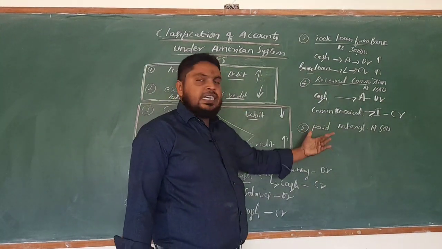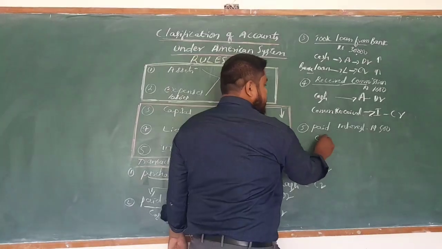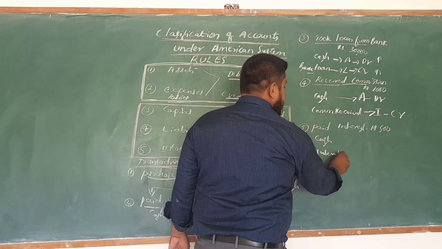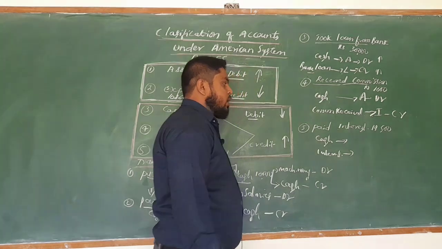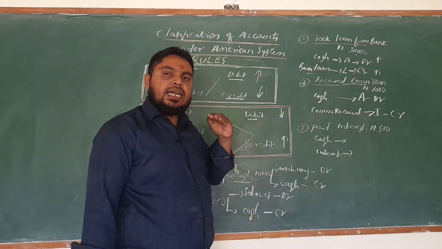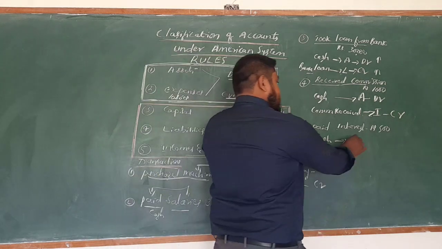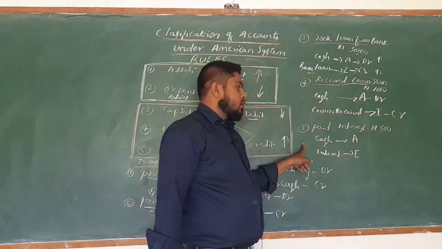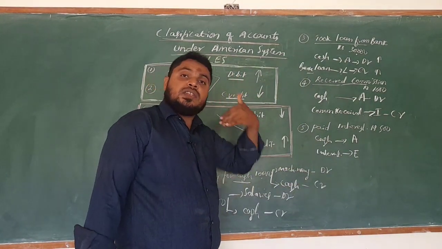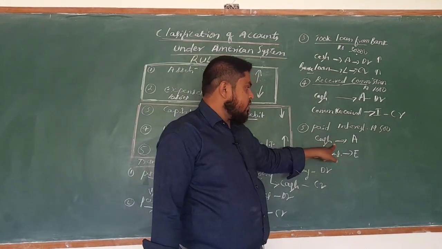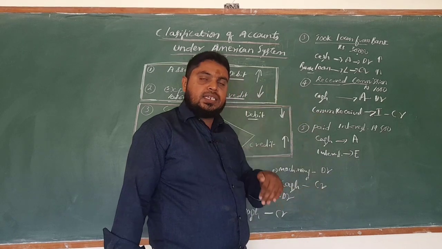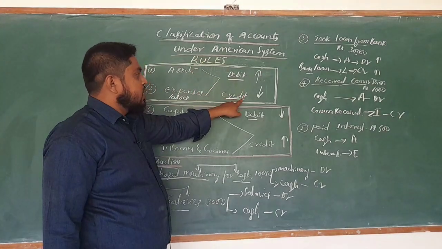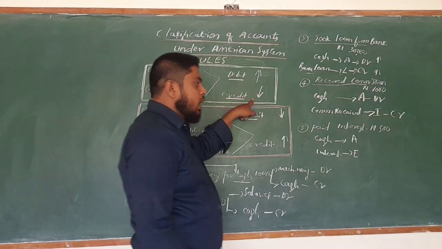Next, paid interest. Paid means you are paying cash here. In this transaction, two accounts are involved: cash and interest account. Cash is an asset. Interest comes under expenses. Paid interest, we are not receiving interest; paid interest is an expense. Cash is decreasing here. If assets decrease, if cash decreases, we have to record the credit side.